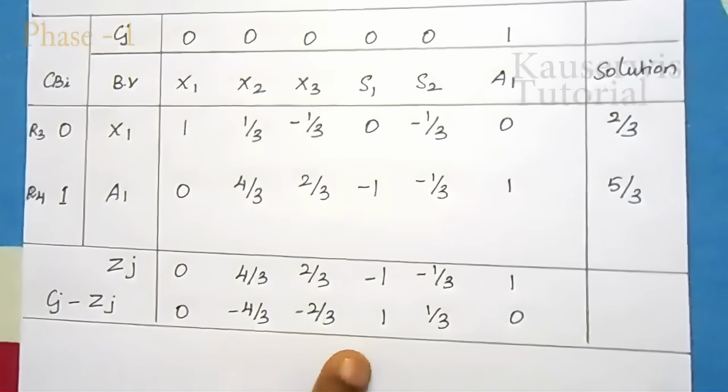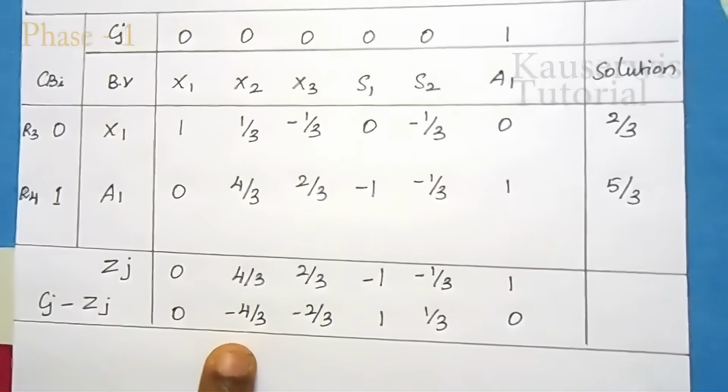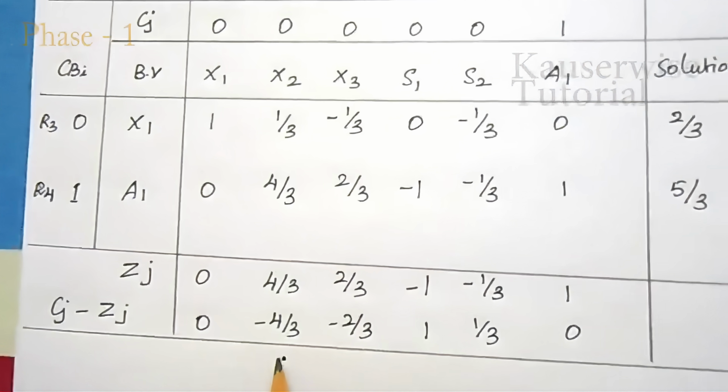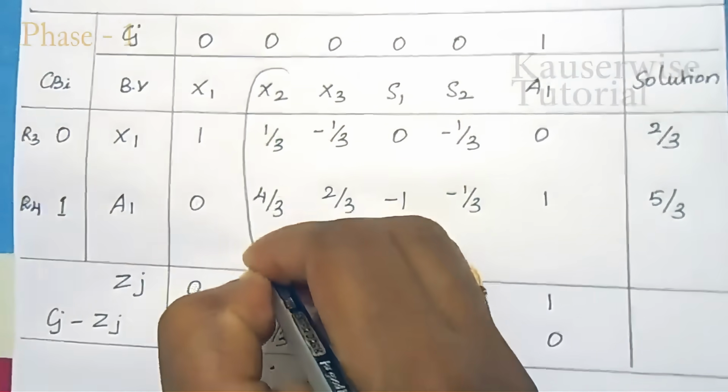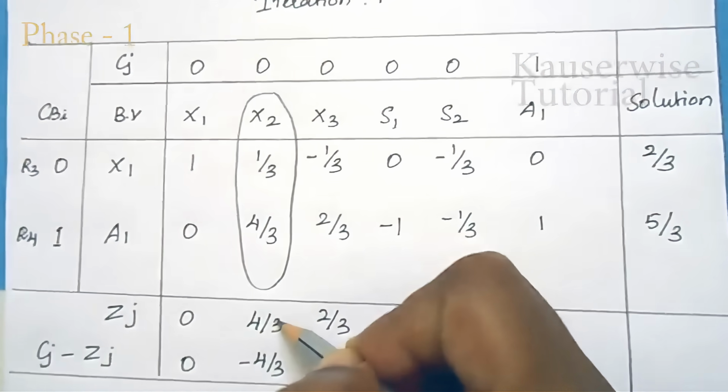So which one is most negative? Minus 4 by 3 is the most negative value. So this will be the key column. So x2 is the key column. Now we have to find out the key row.